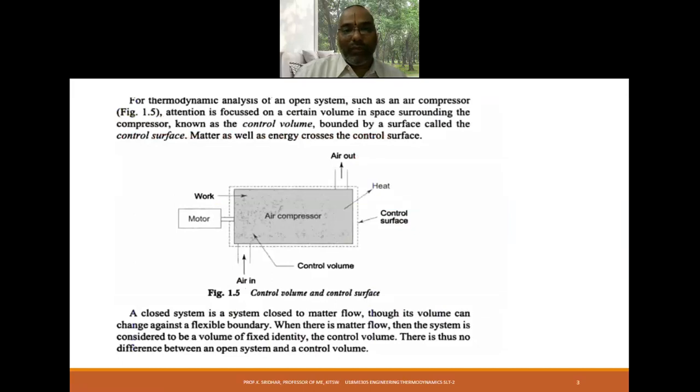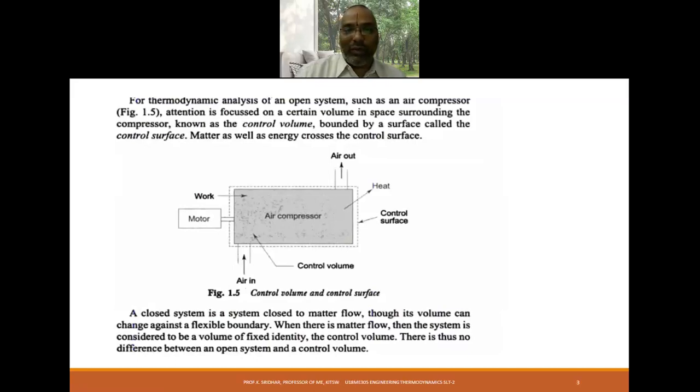Whenever we have a thermodynamic system, it can be classified according to control volume and similarly according to control mass. The control volume is also known as the open system. Control mass is once again classified into closed systems as well as isolated systems.